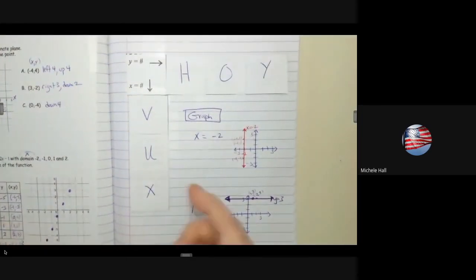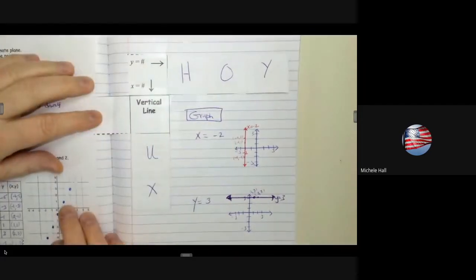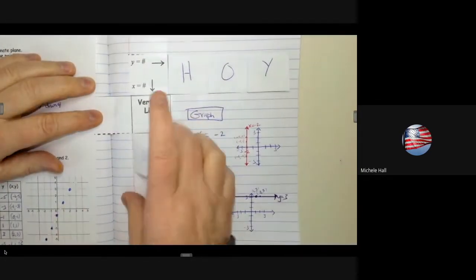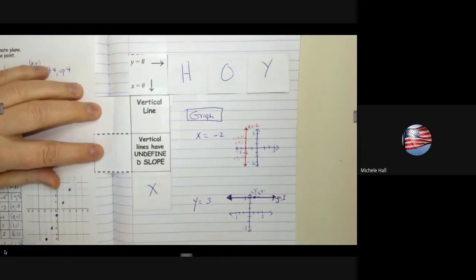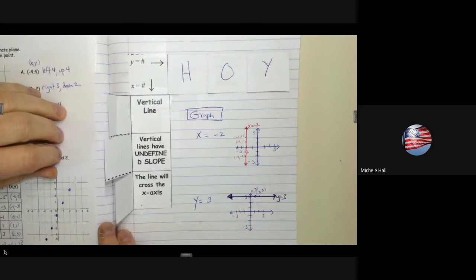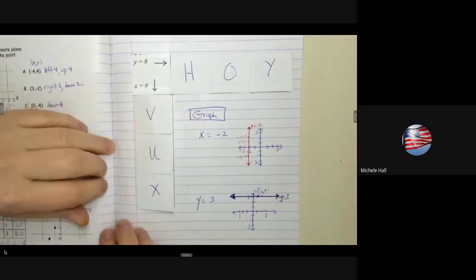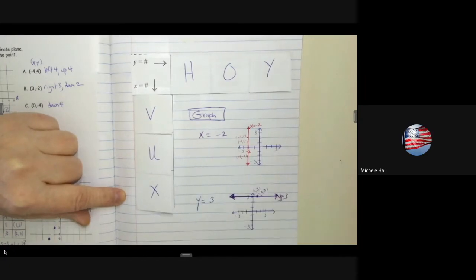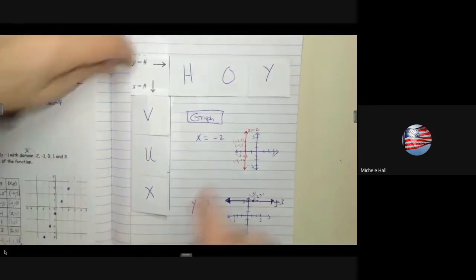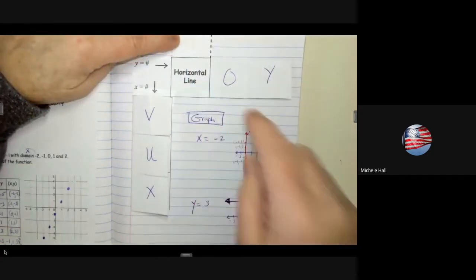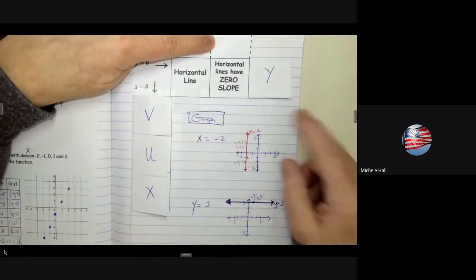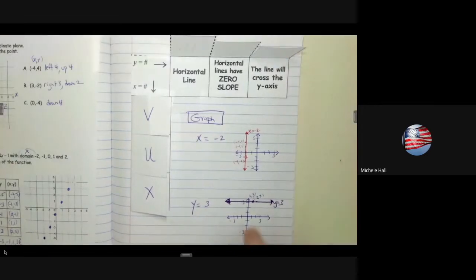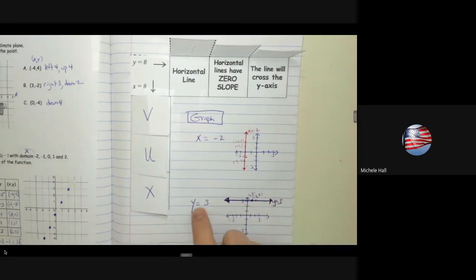We have vertical lines, which have undefined slope, and they cross the x-axis. So a vertical line that's crossing the x-axis here at -2, therefore, the equation was x equals -2, the equation of a vertical line. A horizontal line has 0 slope, and it crosses the y-axis. So here we have a line that's crossing the y-axis at 3, therefore the equation would be y equals 3.